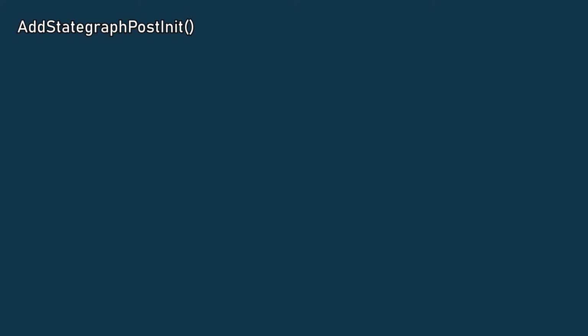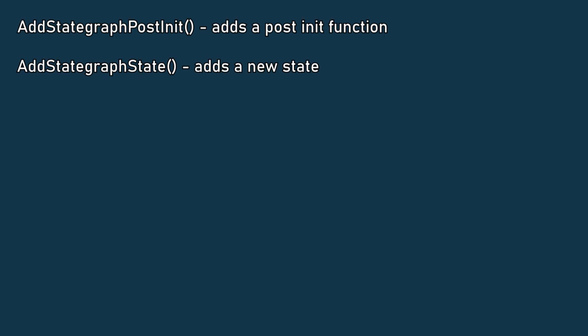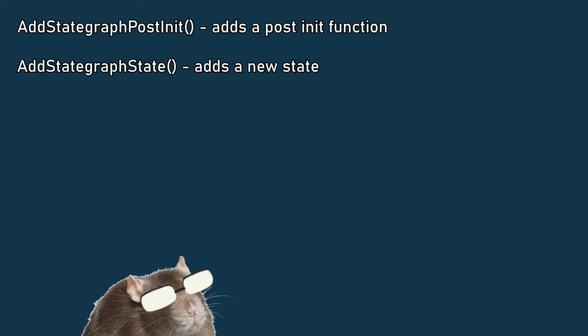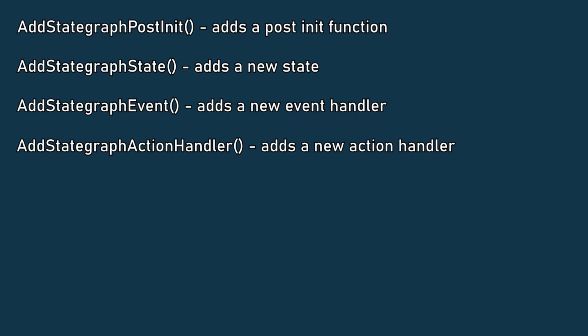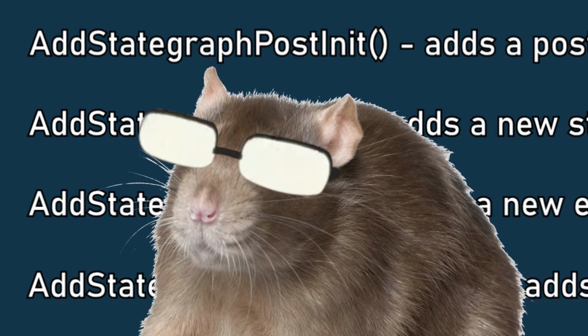These include AddStategraphPostInit, which adds a post init function for the specified state graph that runs whenever the entity with the given state graph is created; AddStategraphState, which adds a new state to the specified state graph, or alternatively, fully overwrites an existing one, although I would recommend using AddStategraphPostInit for that; AddStategraphEvent, which adds a new event handler to the state graph or overrides an existing one, but again, for overriding, I would recommend AddStategraphPostInit; and AddStategraphActionHandler, which adds a new action handler and allows you to override an existing one, but again, AddStategraphPostInit.